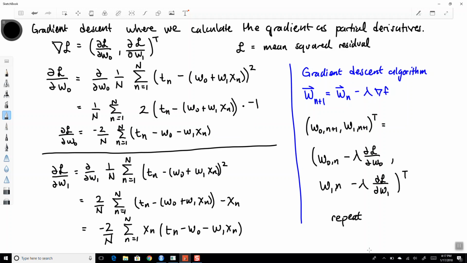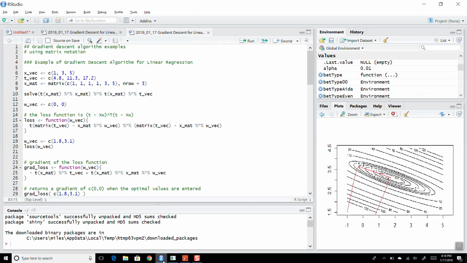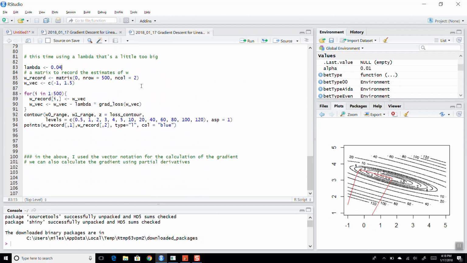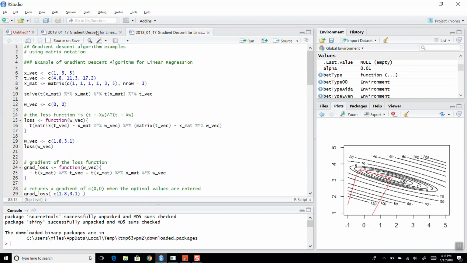All right. Is this okay? Any questions on what I've done here with the partials? Okay, and then I'm going to go ahead and code all of this up. I think I put this on CCLE if you want to open it up, or we'll just take a look at it in R here. So this is with partial derivatives, and let's see. Is this the one? No, this is vector notation.